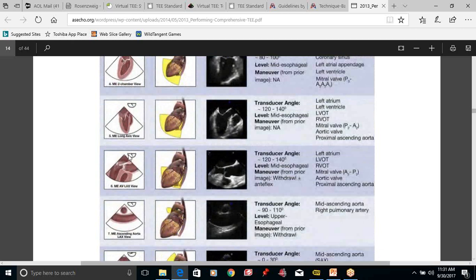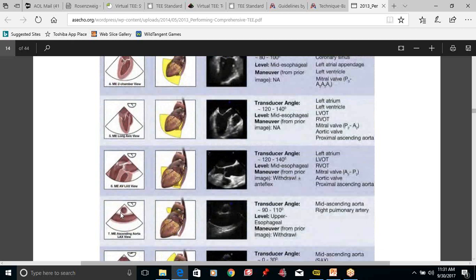Okay, so 130, 135 degrees. If you just rotate the probe a little bit, then you can see more of the aortic root and the ascending aorta. Very important if you're looking for dissection.